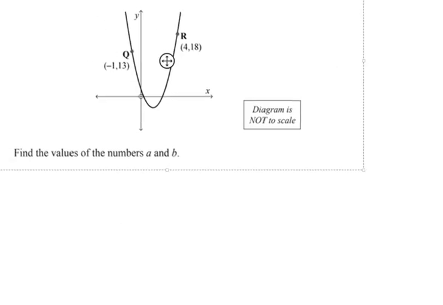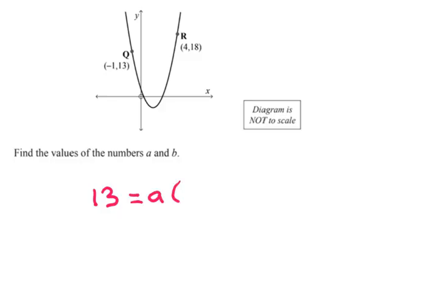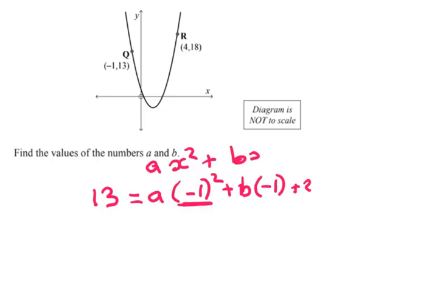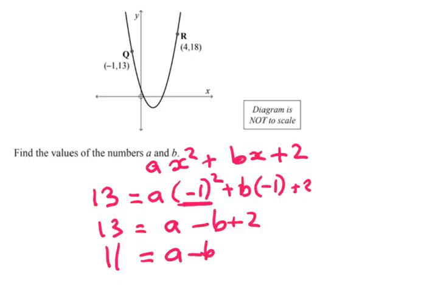Okay, so we can substitute in. 13 is the first y value. 13 is equal to a times the x value plus b times the x value. Now I said a times the x value. It's a times the x value squared, right? Remember my equation is ax² plus bx plus 2. That gives me 13 is equal to a minus b plus 2, which gives me 11 is equal to a minus b. So that's my equation from the first point.